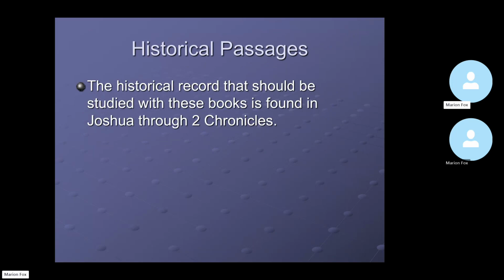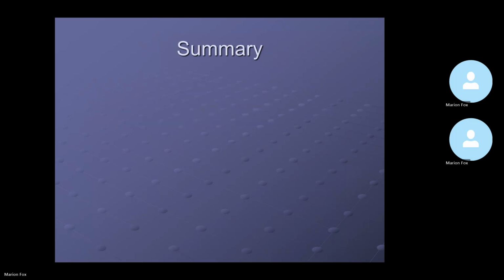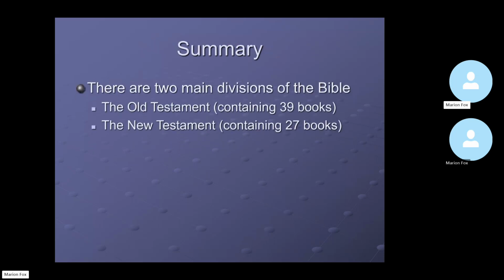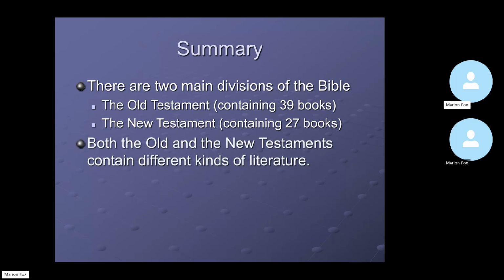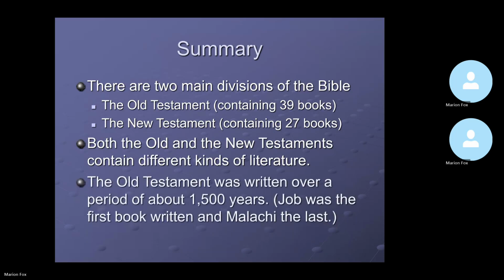The historical record should be studied, and that's found in Joshua through 2 Chronicles. Let me summarize this in my mind. There are two main divisions of the Bible, the Old Testament containing 39 books and the New Testament containing 27 books. The Old and New Testaments contain different kinds of literature. The Old Testament was written over a period of about 1,500 years.